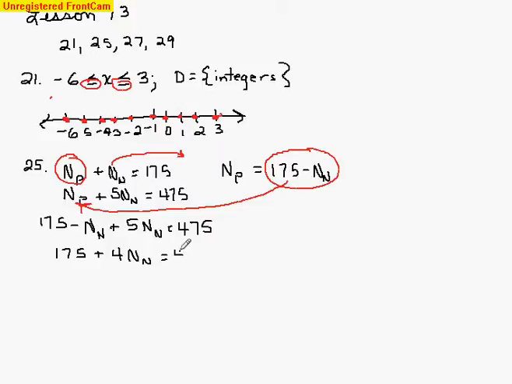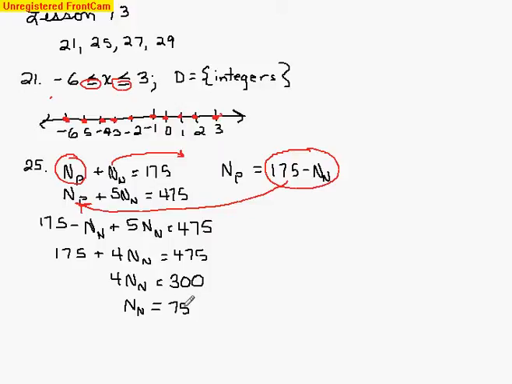Then we subtract 175 from both sides, so we get 4n sub n equals 300. The 175 and the 175 go away, and 475 minus 175 gives us 300. And finally we divide both sides by 4, so we get n sub n equals 75.